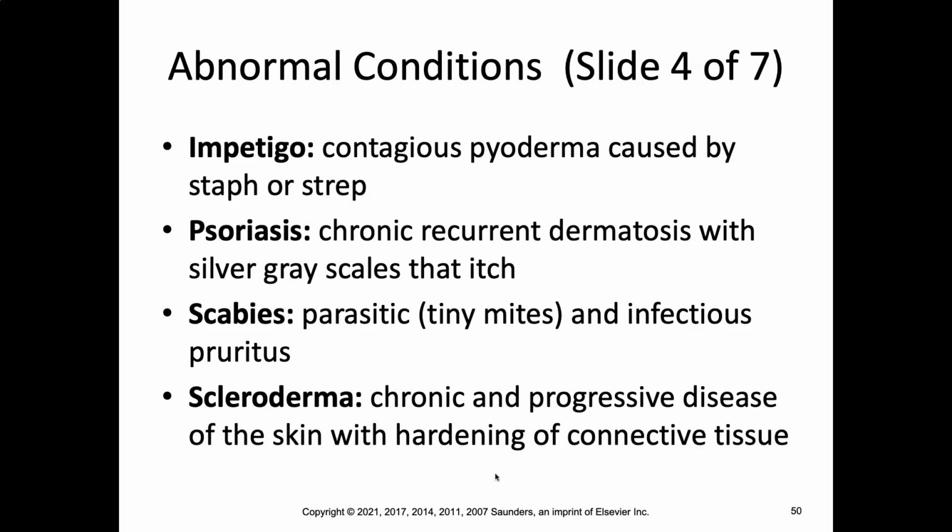Psoriasis. This is recurrent chronic dermatosis with silver gray scales that itch. A lot of this happens on the scalp. But you can also have psoriasis in other places.